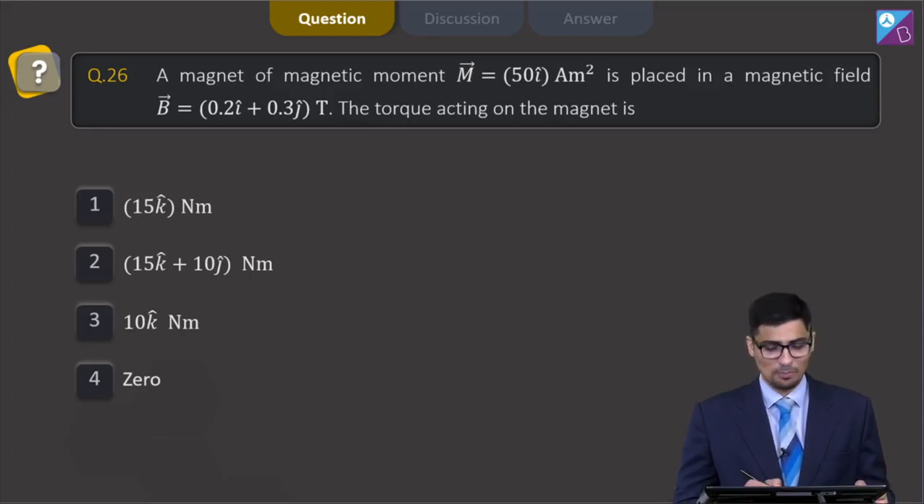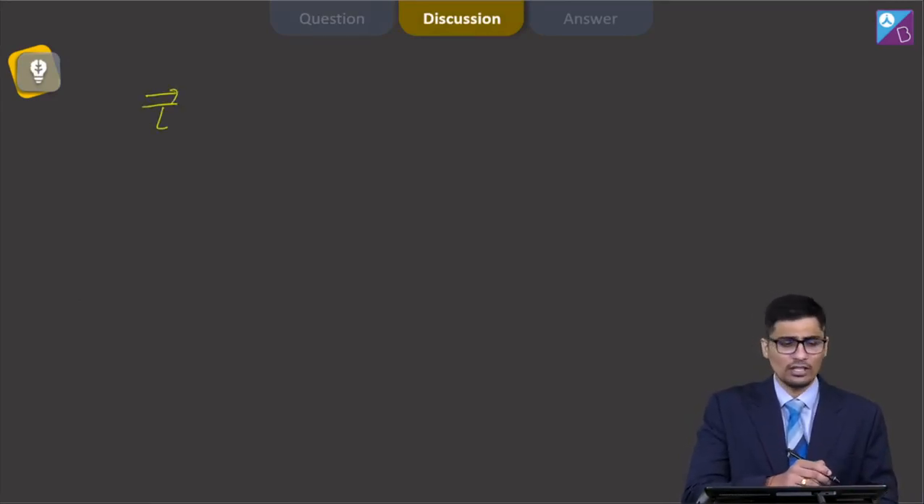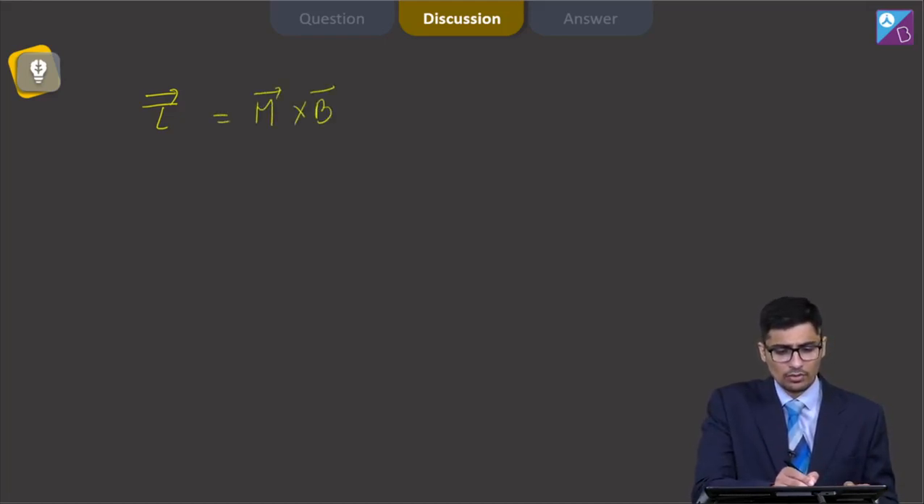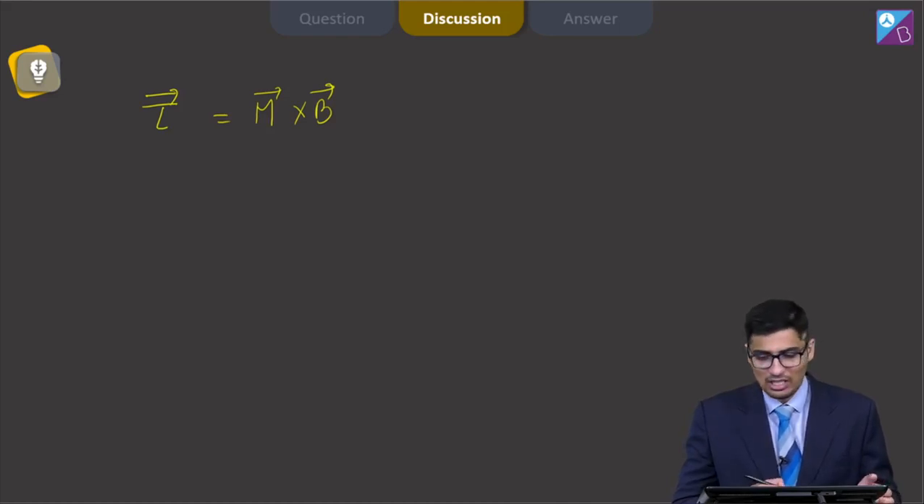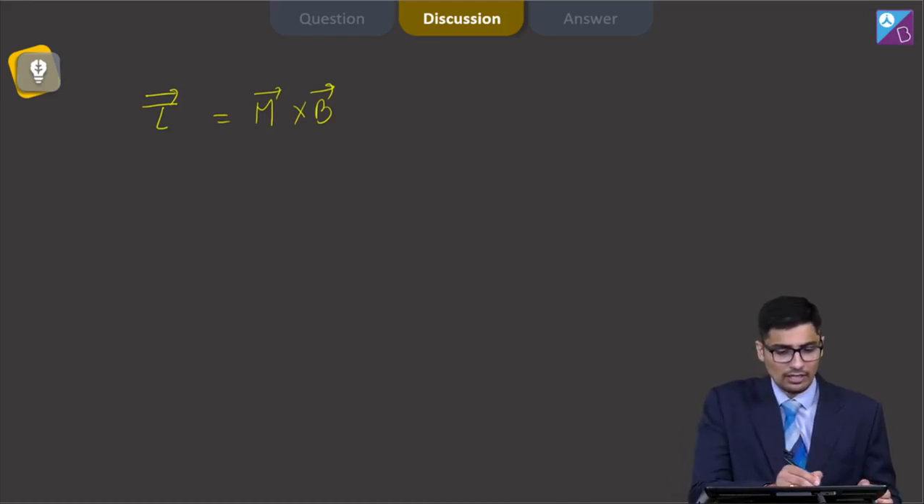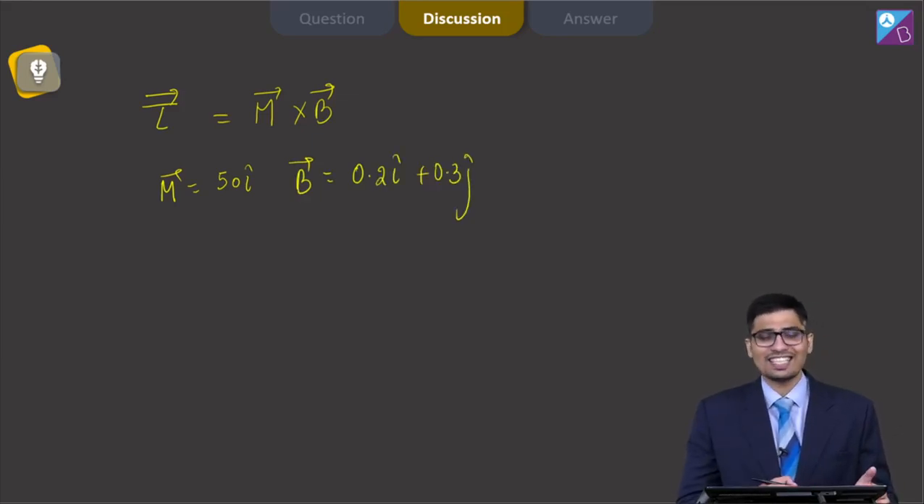Dear students, to solve this question, let us first write down the fundamental formula. The torque on a magnet in a magnetic field, dear students, is given simply as m cross B. Now m vector is the magnetic dipole moment, and B vector is the magnetic field. Now in the given question, m vector is given as 50 i cap in SI units, and B vector is given as 0.2 i cap plus 0.3 j cap in SI units, that is Tesla.